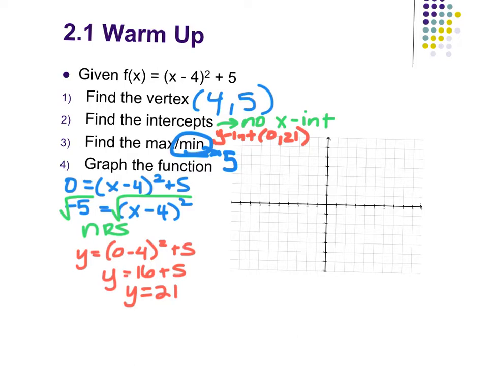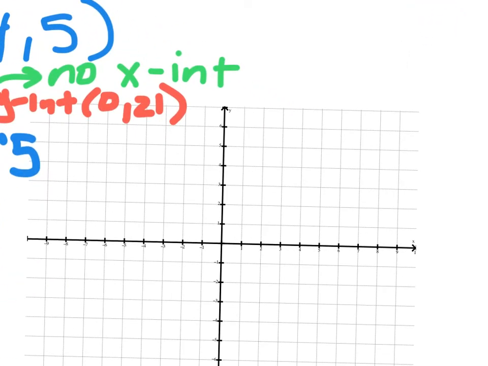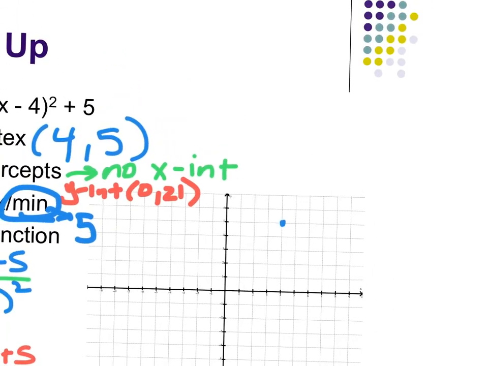And then it says graph your function. So I've got 4 or 5 to go on. I know this opens upward. And I know my y-intercept is like 0, 21, which is like all the way up here, okay? I don't have anything on the right yet. I could actually go up and over the same distance to the right as I did to the left. That's one way to do it.